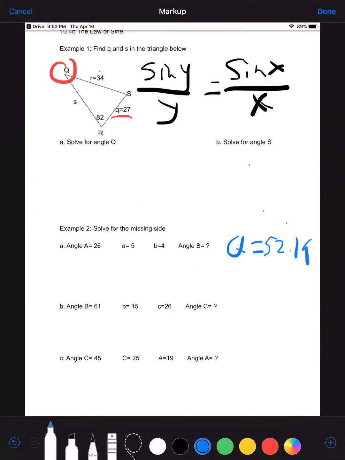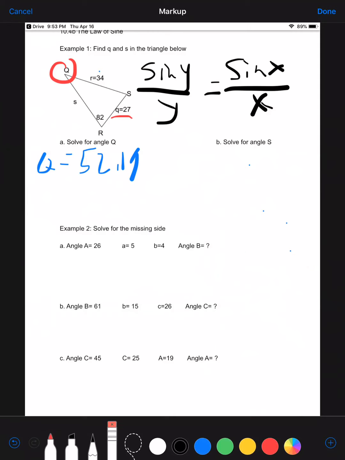Okay, then we're going to write this over here. That way we remember it. Q equals 52.19. Okay. Better. We gotta erase that now. Okay, those little spots can stay, I guess.